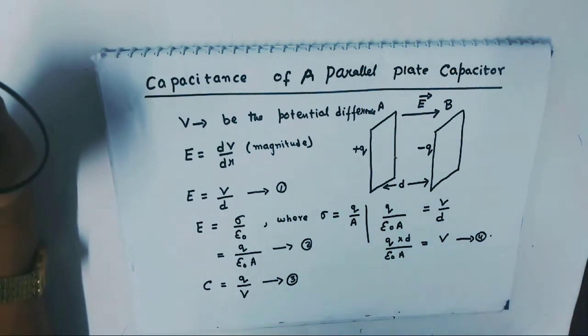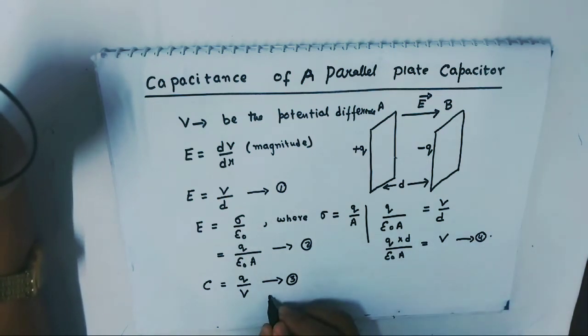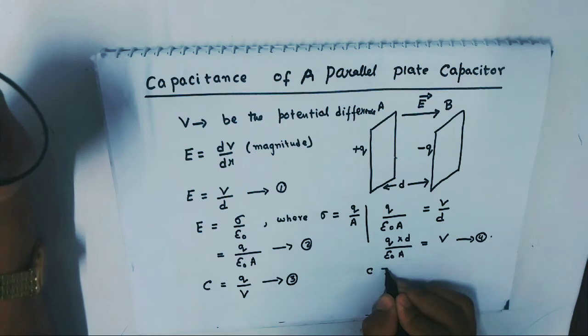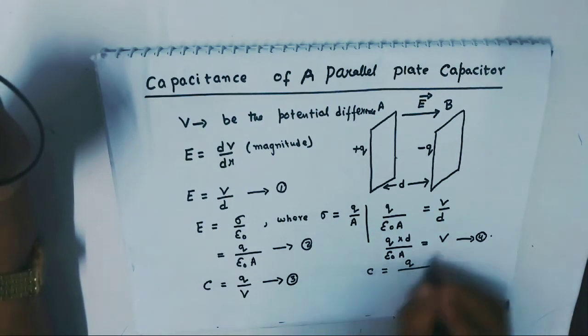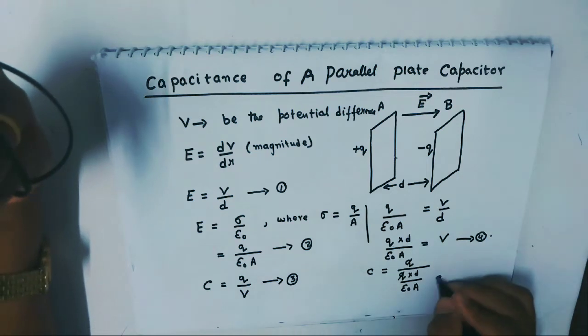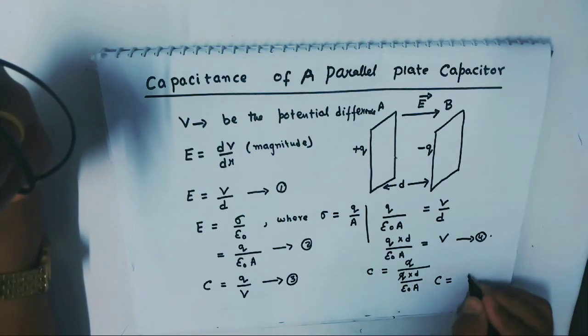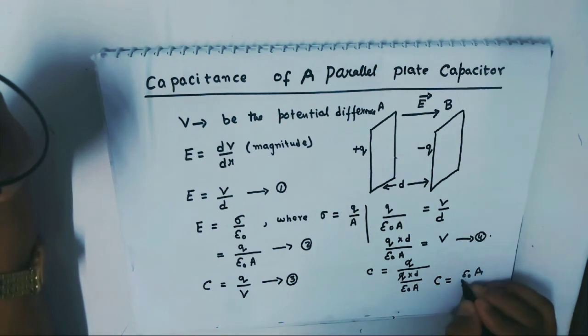So from here, if we substitute equation 4 in equation 3, we can write C equals Q. Then instead of V, we can write Q multiplied by D divided by epsilon naught A. So Q and Q will get cancelled. So this C is equal to epsilon naught A divided by D.